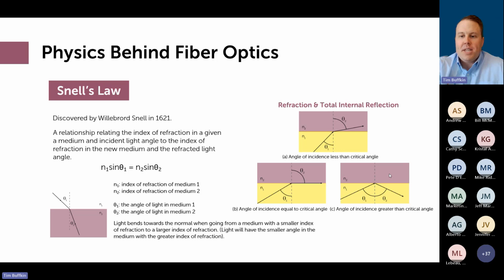And then on C, the last part, is when the angle of incidence is greater than the critical angle. That's when you get reflection, where the light bounces off the cladding and comes back down into the core and then continues on its way. So again, Snell's law takes the index of refraction of the two different mediums, but now incorporates the angle at which the light is entering the core and bouncing off the cladding.